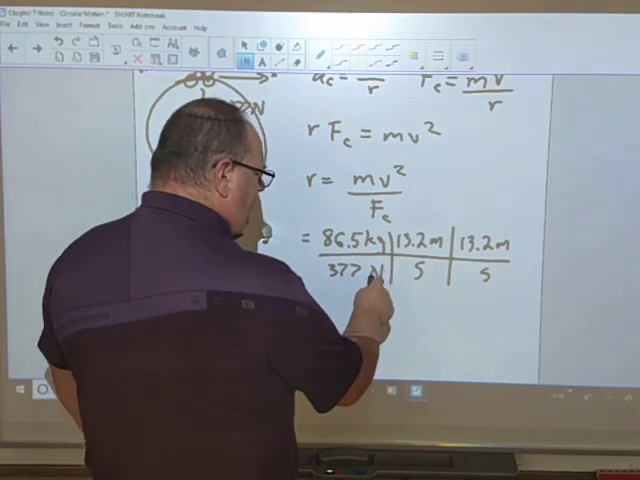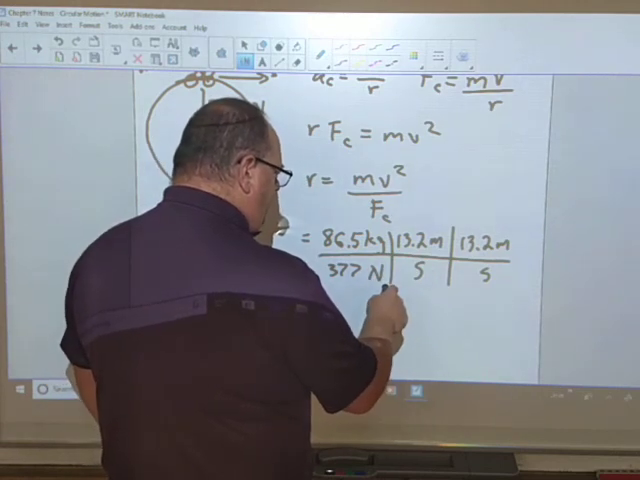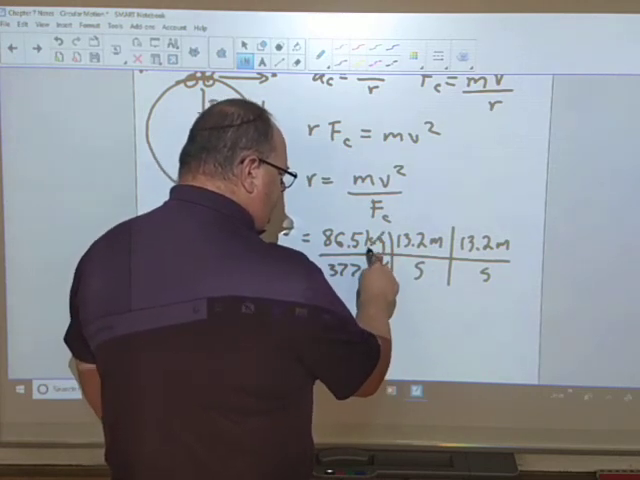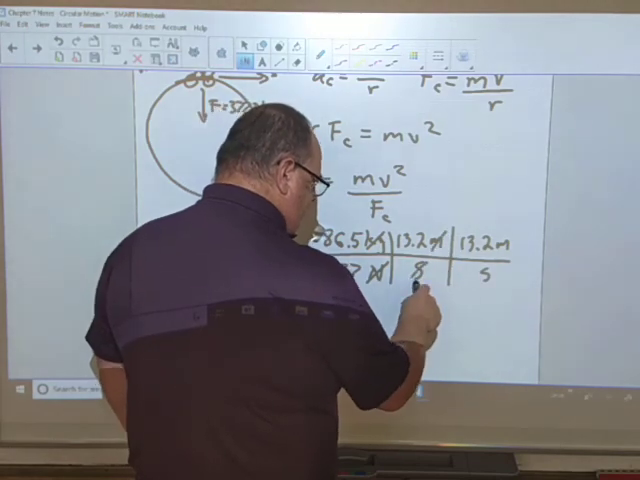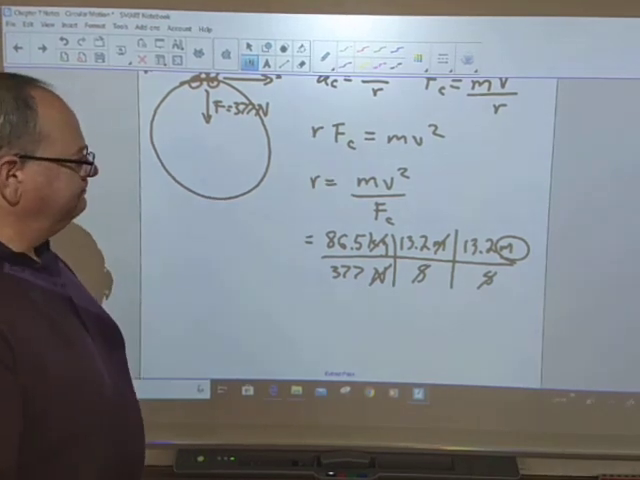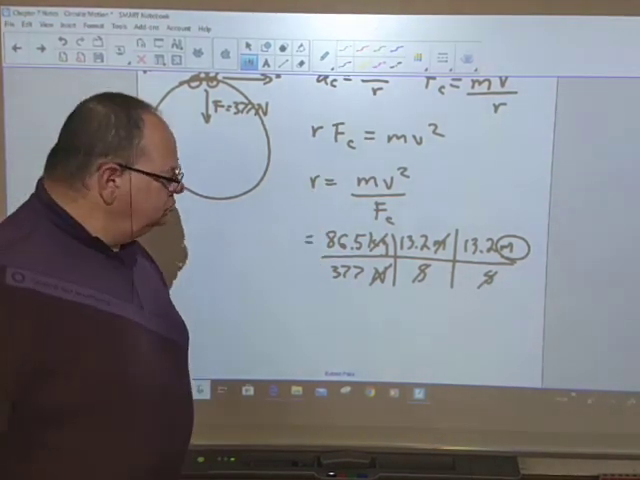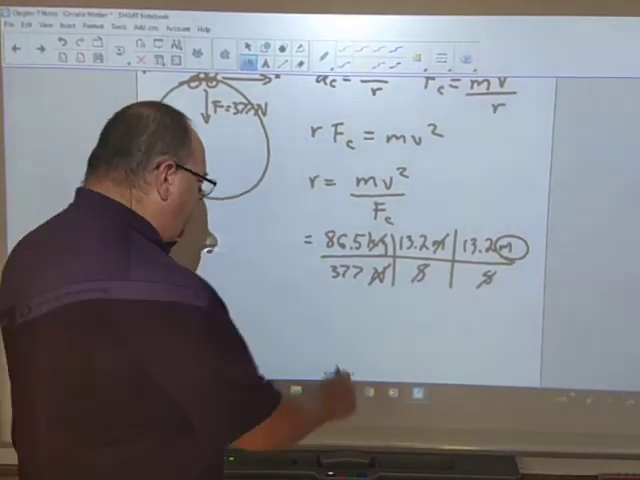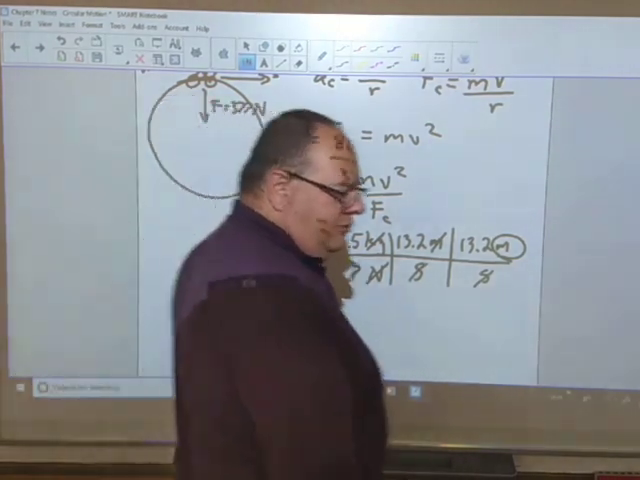So, if I've got kilogram times meter per second squared, this is going to cross off this, and this, and this, and this, and it's going to leave us with meters. Meters. That's a radius. So we grab a calculator.